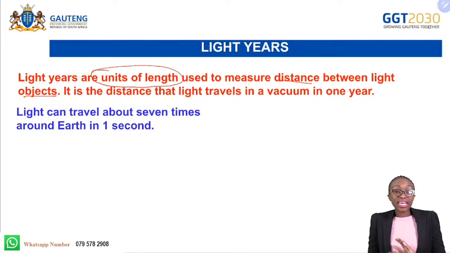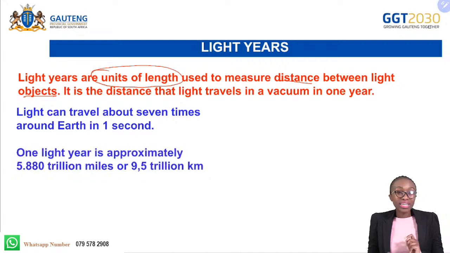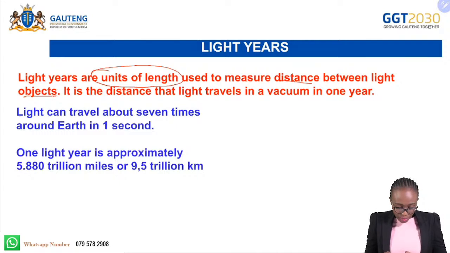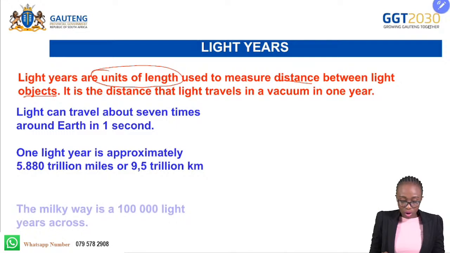Light can travel about 7 times around the earth in 1 second. That's a very, very short time. So if we calculate 1 light year, it becomes approximately 5.880 trillion miles or 9.5 trillion kilometers.